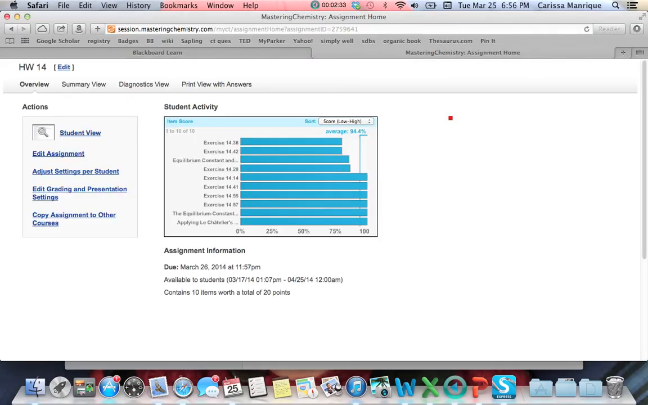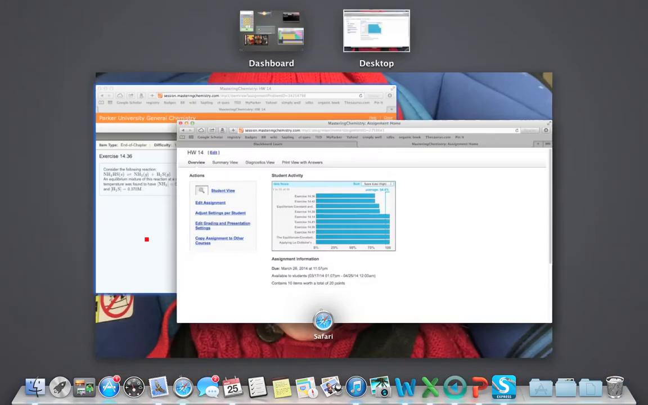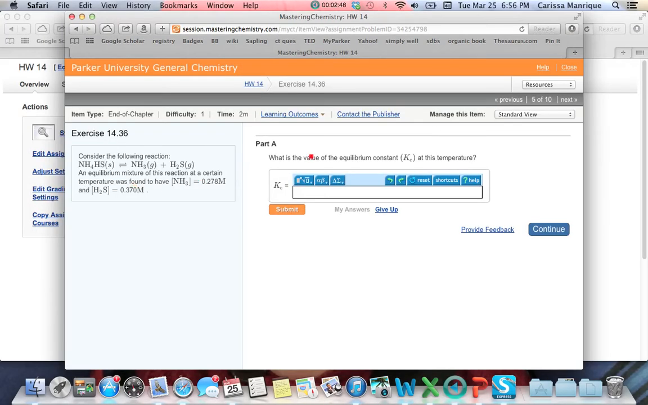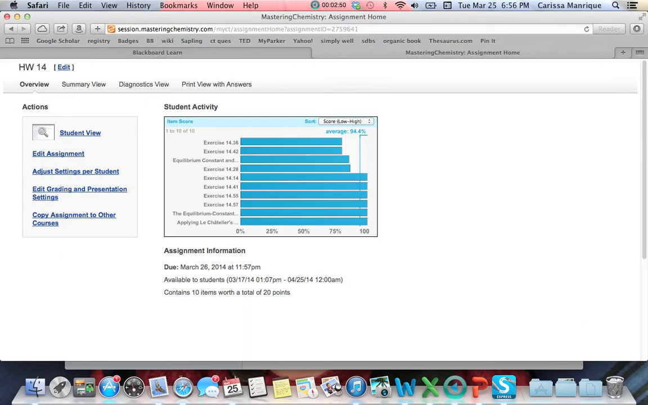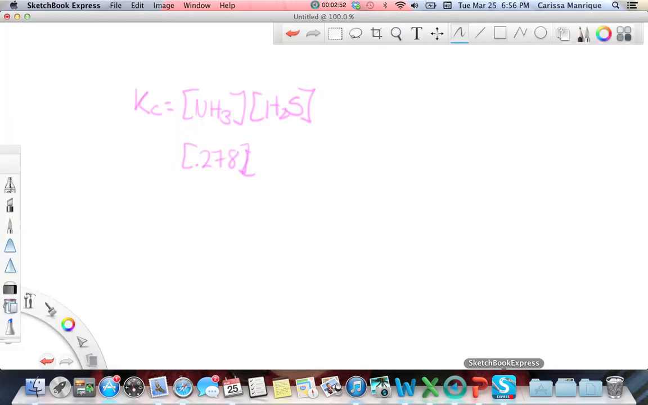and you might have different numbers, I'm not 100% sure, but it doesn't matter because it's the same problem, possibly different numbers. Here it is, 0.370. 0.370, that equals Kc. So you just need to multiply them by each other.